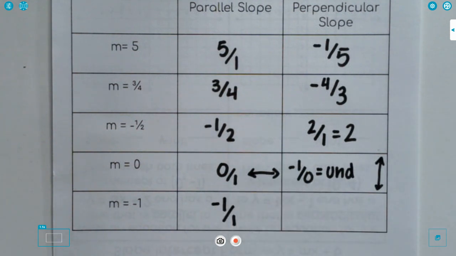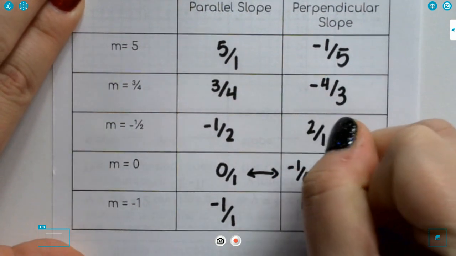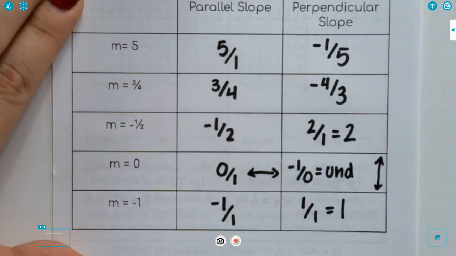And then this last one, negative 1 over 1. So I'm going to do the opposite and make that positive, and then I'm going to flip it, so it's going to be positive 1 over 1, which can just be 1.